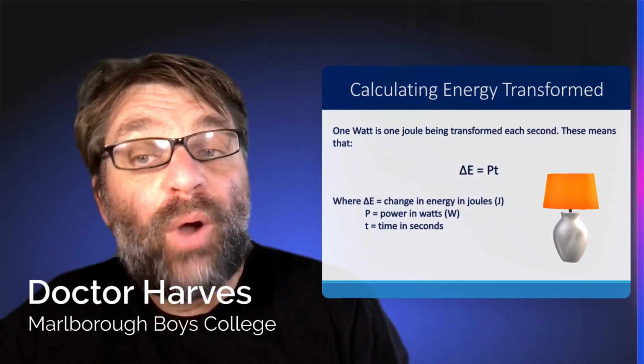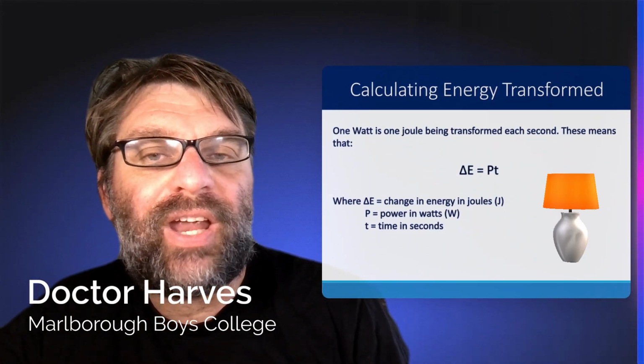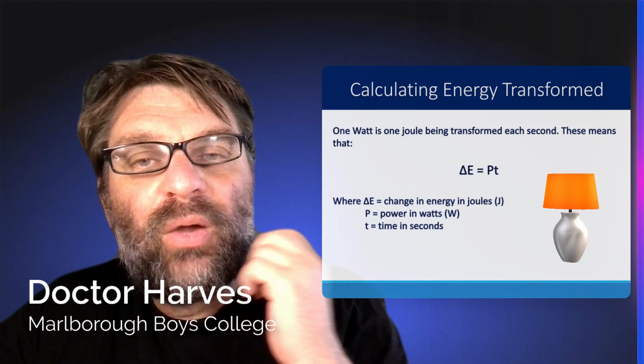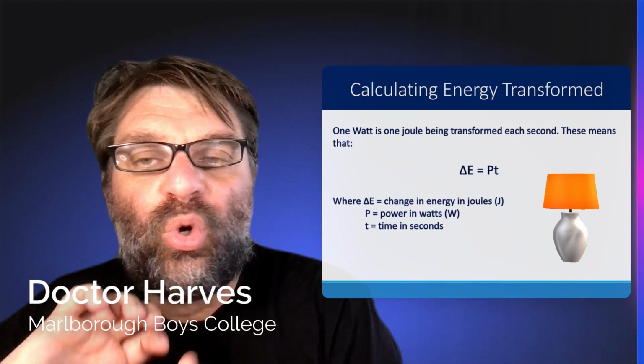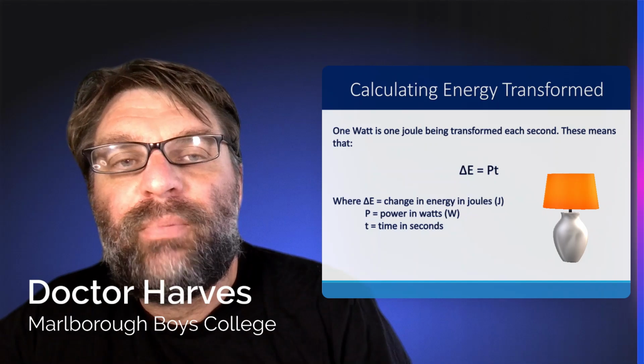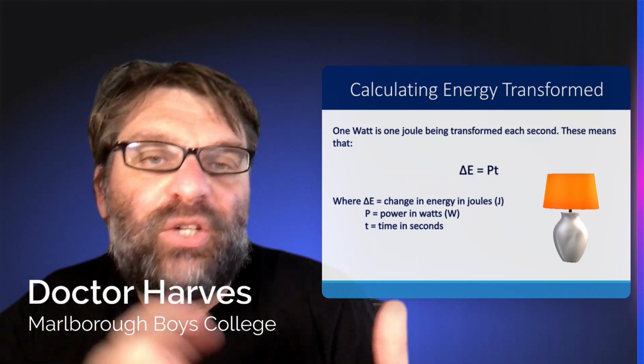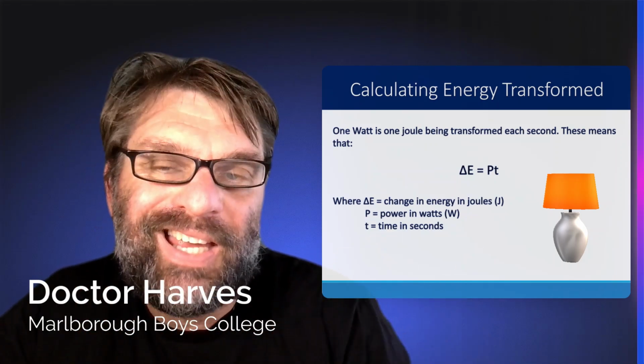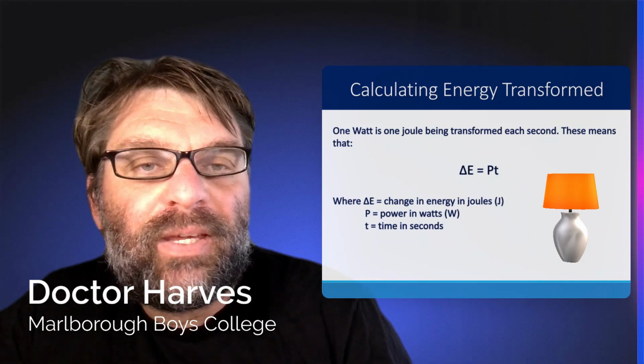And finally, you might be asked to calculate the energy transformed. So we already know that 1 watt is 1 joule of energy being transformed into another form of energy each second. So 1 joule of electrical energy being transformed into, say, heat energy if it's a heater, or light energy if it's a lamp, every second.